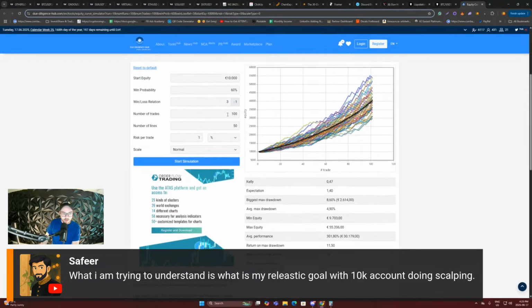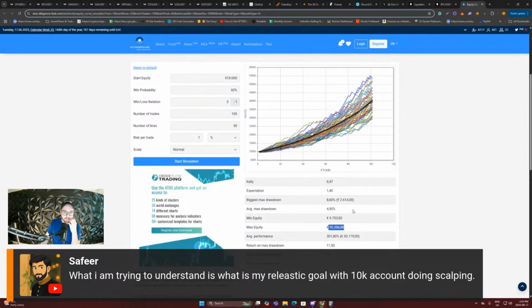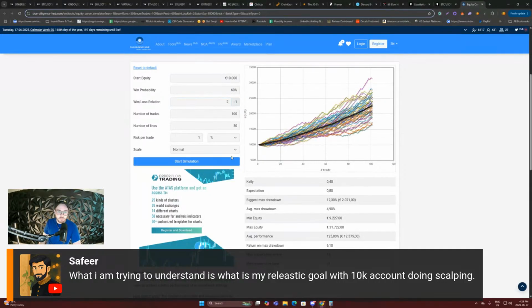So at 10,000, after 100 trades with a 60% win rate, if you compounded all your gains, you'd be at $55,000 after 100 trades, assuming your net average R&R for each of your trades is 1 to 3. Like 1 to 2, let's go back down. It goes to like 31,000 after 100 trades, which is still pretty good. So with a $10,000 account, you can make 31,000 after 100 trades. Then you find out how many trade opportunities your strategy gives you. Does it give you 5 trades per day, or 5 trades per week?